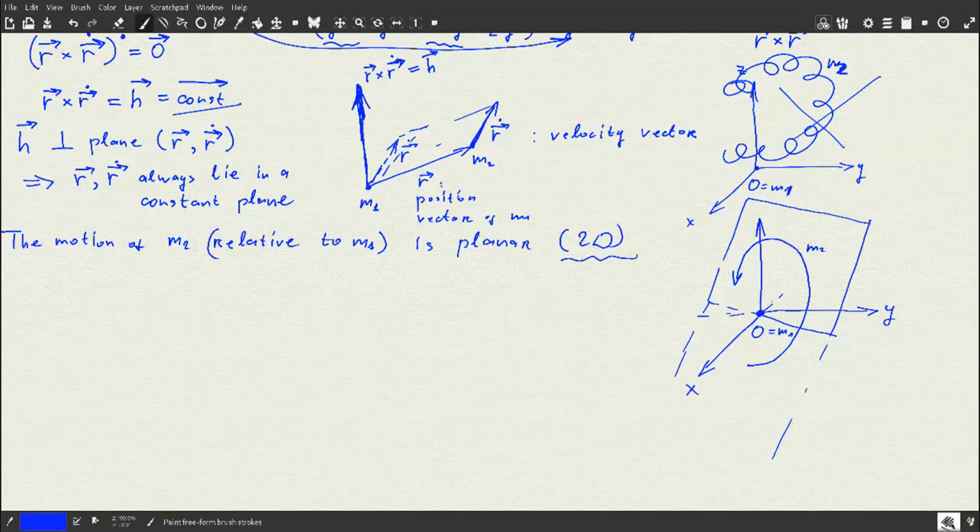So what does it mean? It means that from now on, we can greatly simplify our task and consider only a two-dimensional problem, well, for the moment. So for the moment, we can reduce our analysis to a two-dimensional problem of M2 moving in a fixed plane. And the vector h, as we know, is the vector orthogonal to that plane.